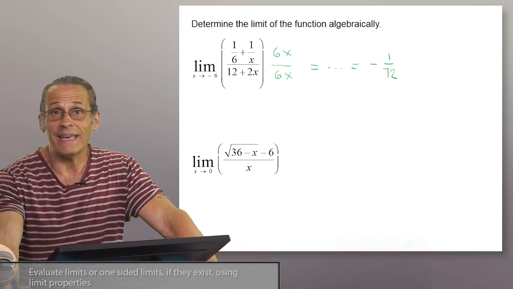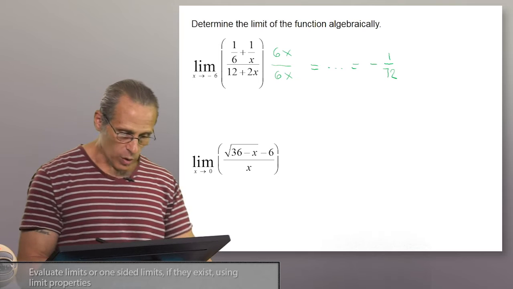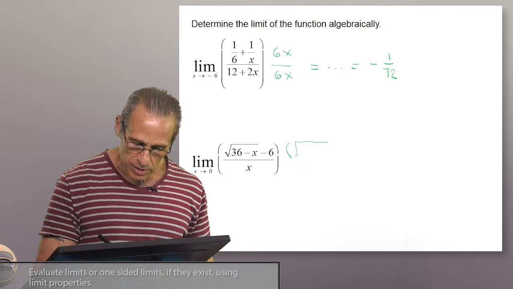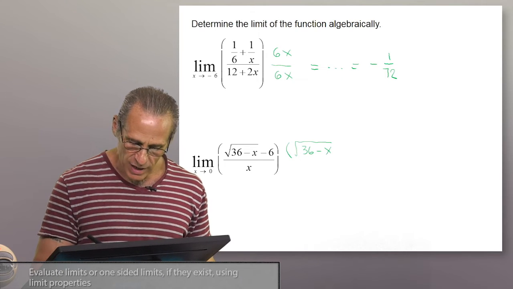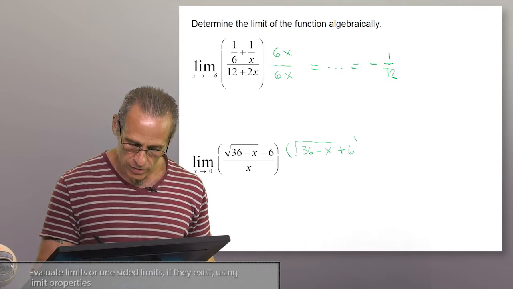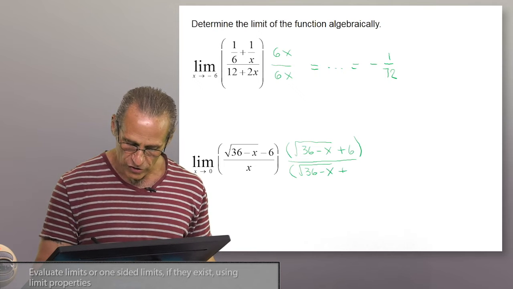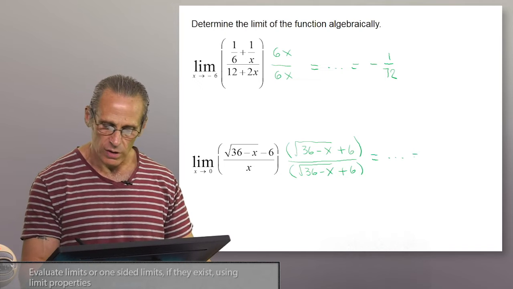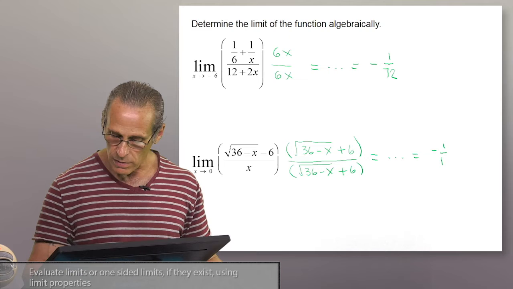In the second problem, I can't put a 0 into the function because the denominator is 0. So here we want to try to multiply the numerator and denominator by the same exact expression and try the conjugate of the numerator. Multiply both the numerator and denominator by the square root of 36 minus x plus 6. And after some manipulation, you'll get some terms to cancel. And to check yourself, the answer here would be negative 1/12.